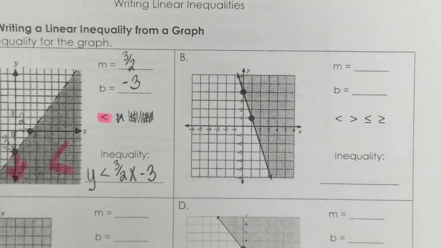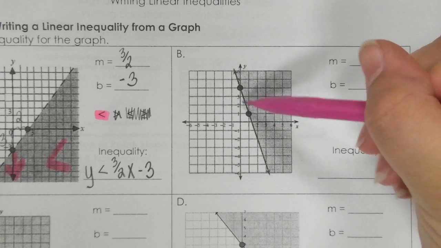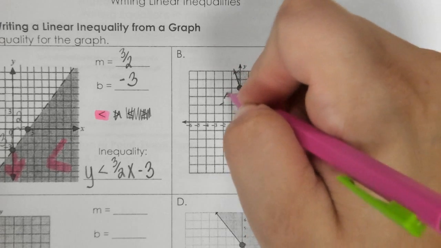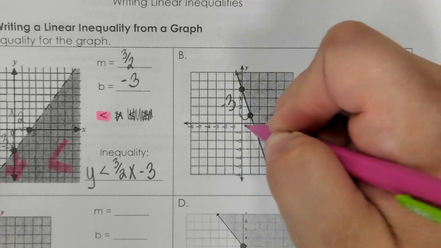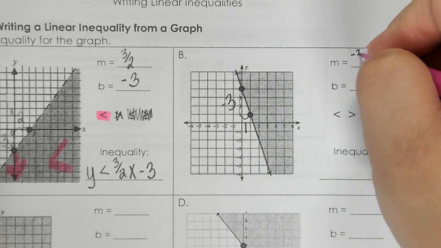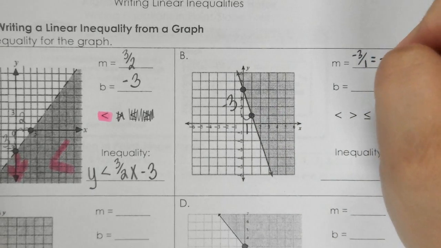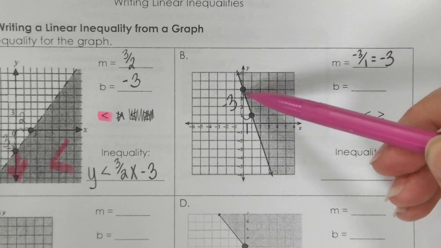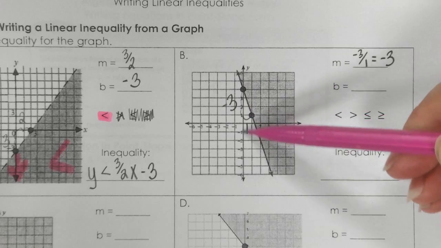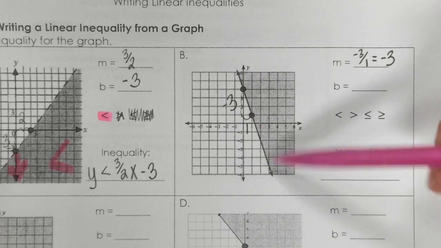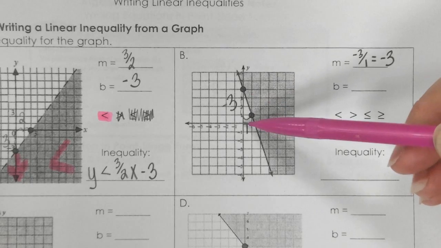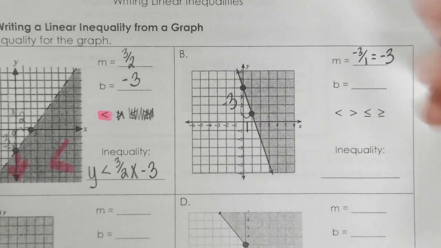Okay, for part b, same idea. We need to find that slope first. So from here to here, I have to fall. So 1, 2, 3. I went down 3, and I went right 1. So that's -3 over 1, which just equals -3. Then b, where does it cross the y-axis? So I see here's the y. Here's my line. It meets right here, and that number is 4, because this is 0, so 1, 2, 3, 4.